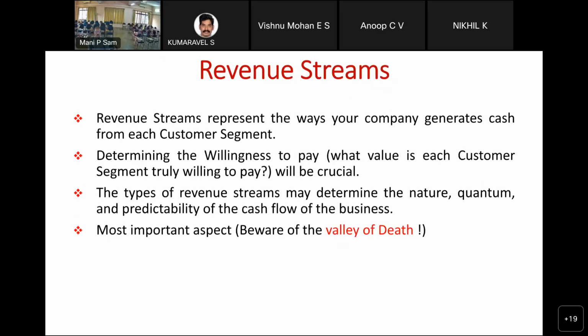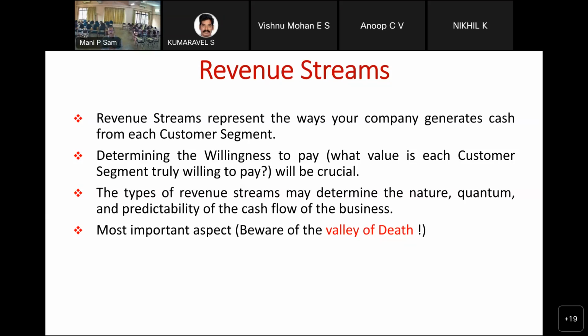Now let us look at the most important aspect of your business, revenues. We talk about businesses which are run for generating revenue. So how do you ensure that you get the maximum revenue for the product or service? Most important thing is to determine the willingness to pay for each customer segment. Understand what the customer is willing to pay.